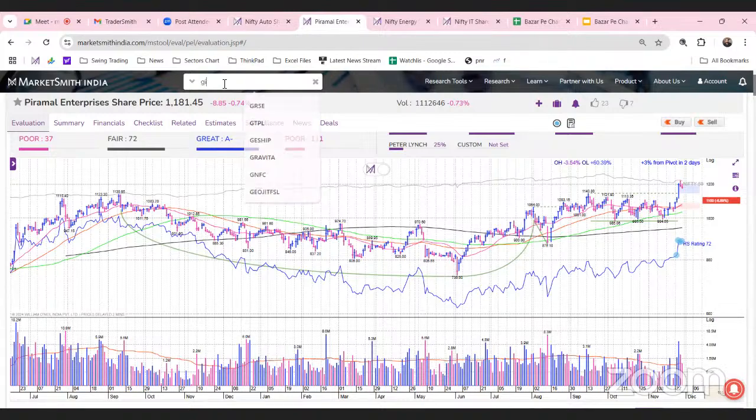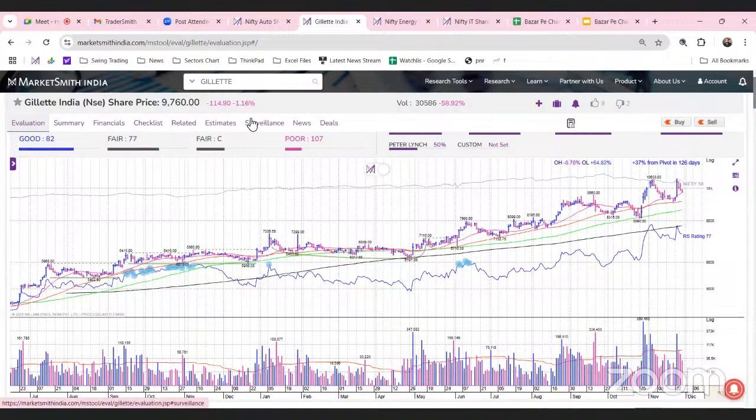Next is Gillette India. Gillette India, positive trend. From the last 2-3 days, some profit booking is happening, but overall trend and sentiment are positive. Just keep watching, stop loss around 9,000. That is the 50 DMA.